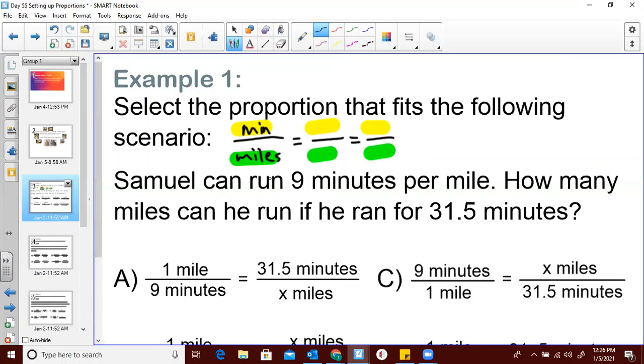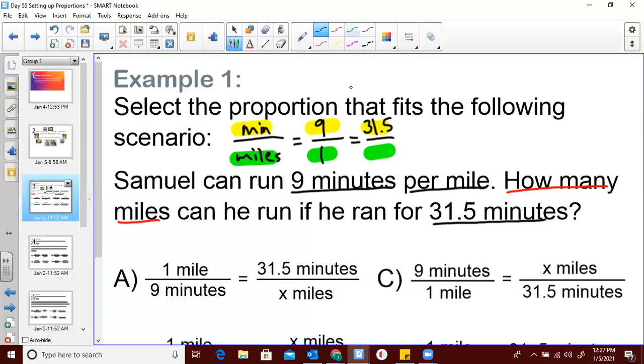So Samuel can run 9 minutes per mile. All right, so we have 9 minutes. And we know that per mile is just going to be 1. That means every mile he can run it in 9 minutes. So how many miles can he run if he ran for 31.5 minutes? Well, let's take what we know. We know 31.5 minutes, so I'm going to put 31.5 minutes in there.